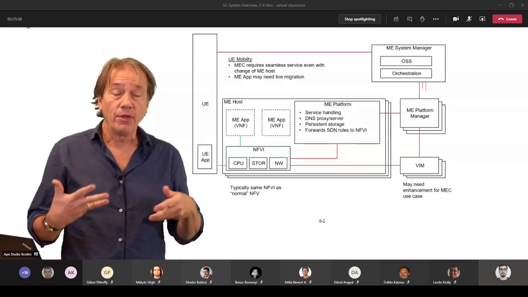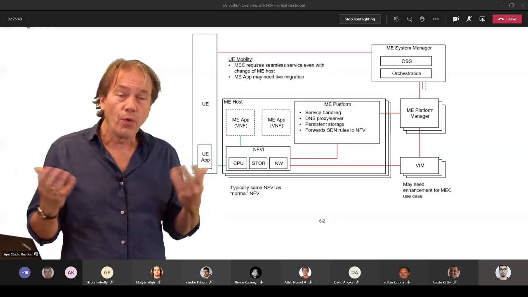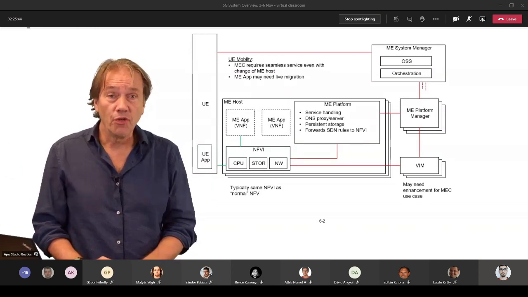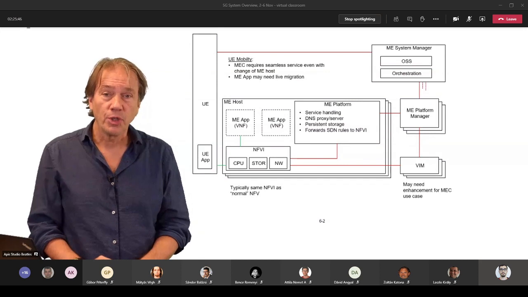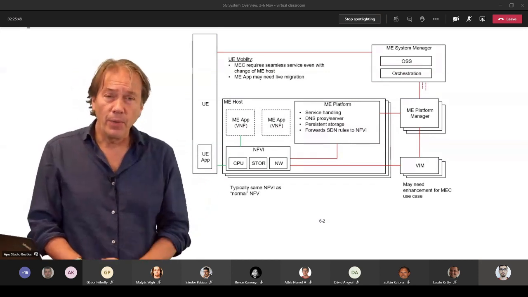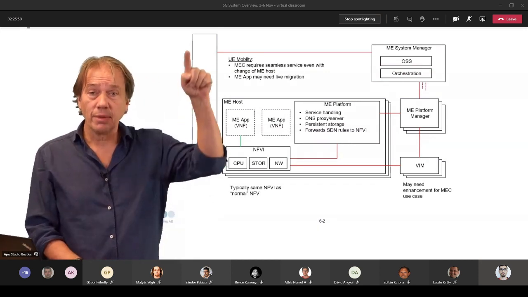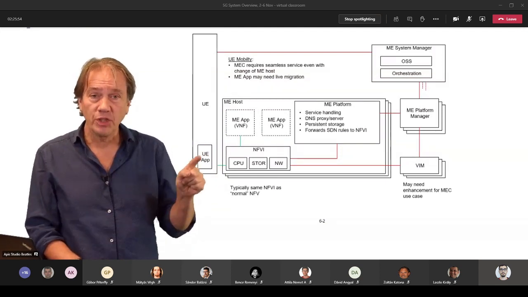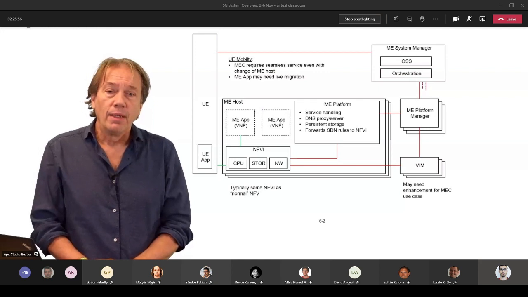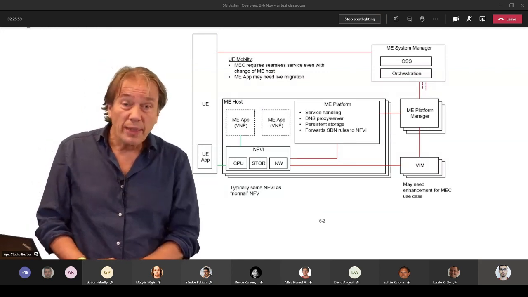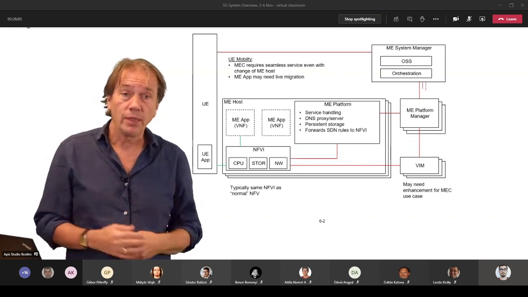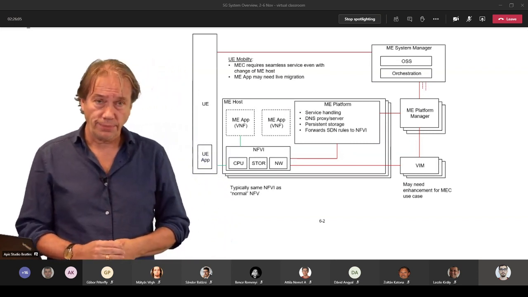But this is an architecture or framework of logical functions for edge computing. And I think we recognize some of these things. Here we have a UE, some type of user equipment. There's an application running here. We don't really see any 5G network here because, once again, it's not 5G specific.